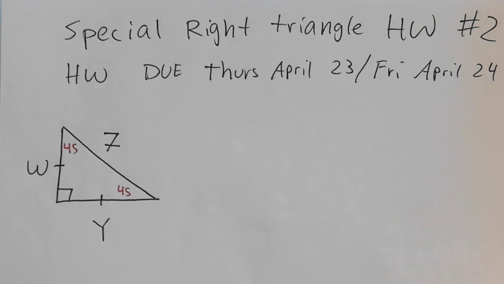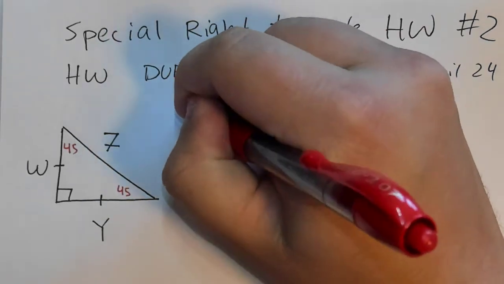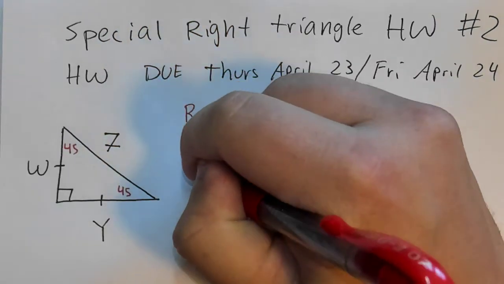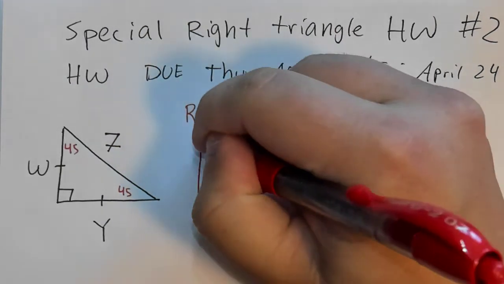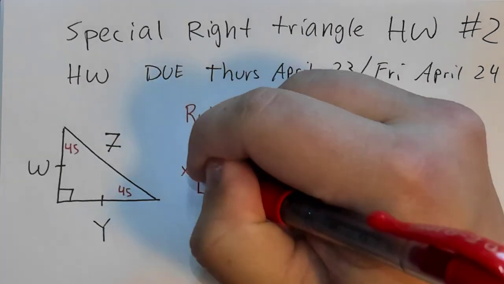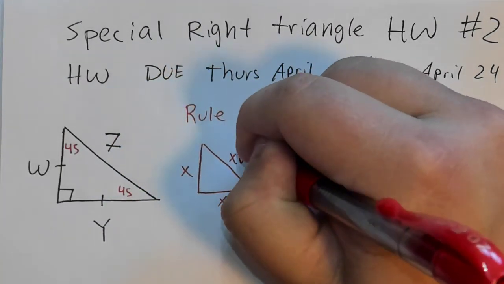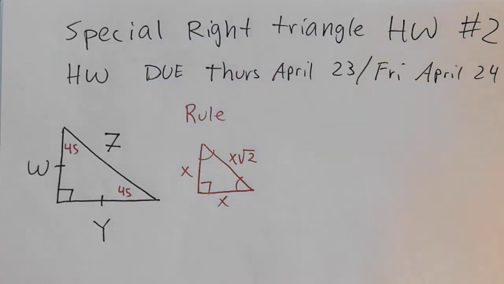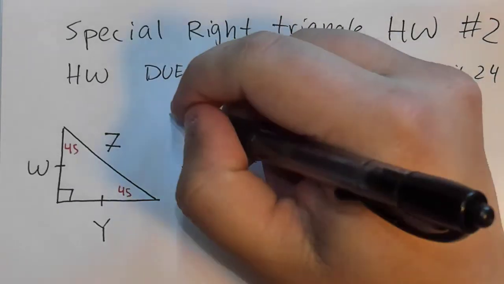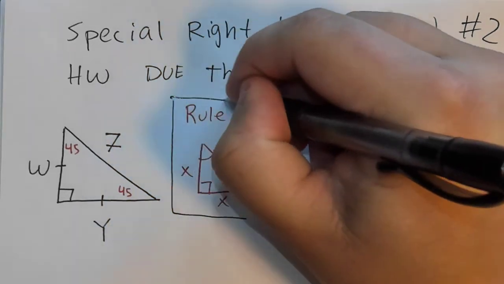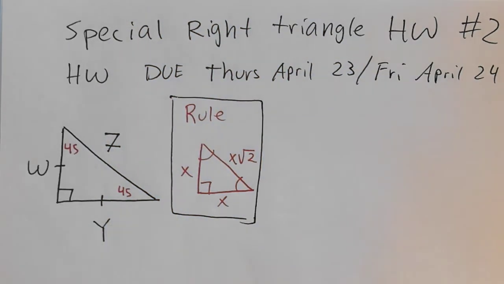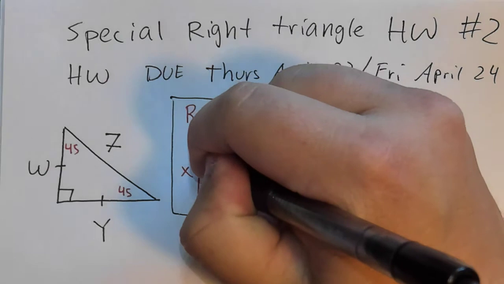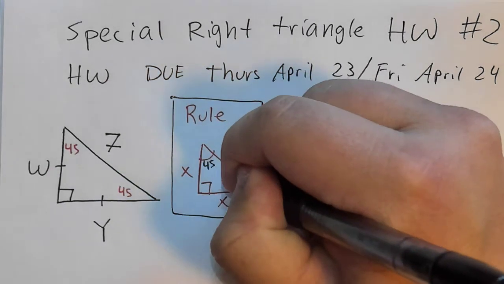Next, step number one is always write your rule. So your rule triangle, if it's a 45, 45, 90: this is x, this is x, this is x root 2. This is your rule triangle, and this will always be true for your 45, 45, 90s. It's an x, x, x root 2. That's a 45, and that is 45.